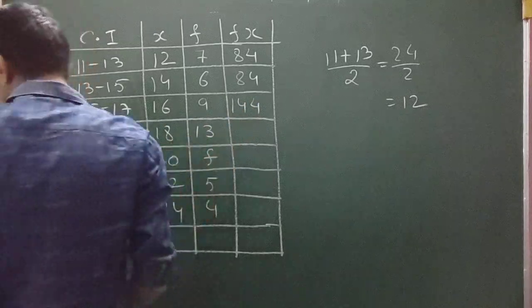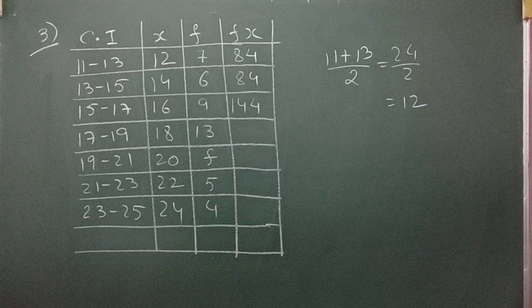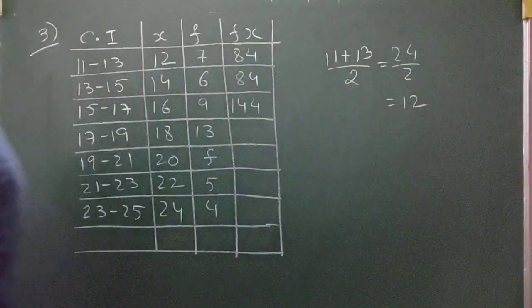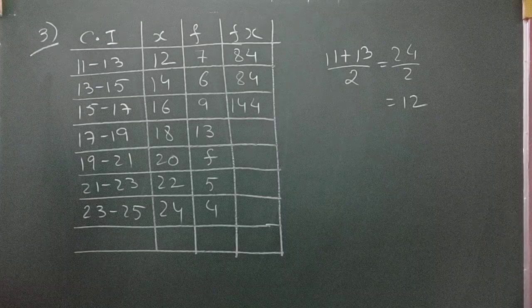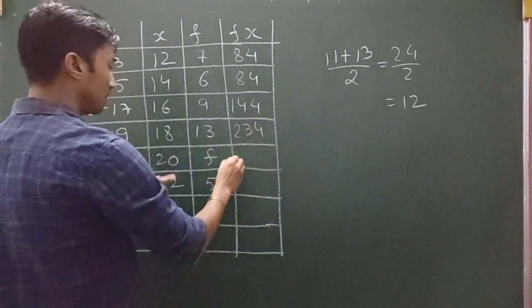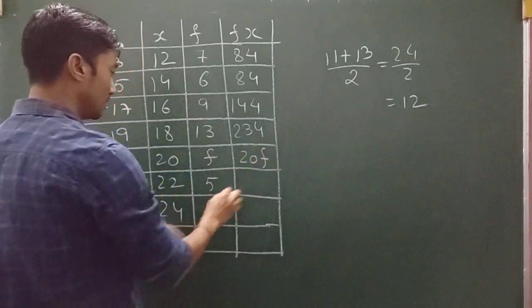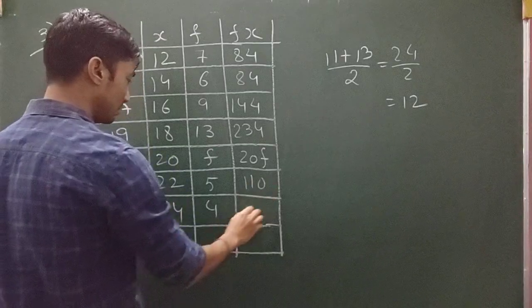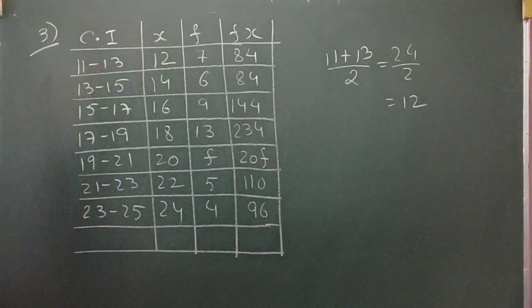This one, 18 into 13, calculate quickly. How much will be 18 into 13? Let me just calculate, 234. This one, 20 into F, that's going to be 20 times F. And 22 into 5, 110. 24 into 4, 96.